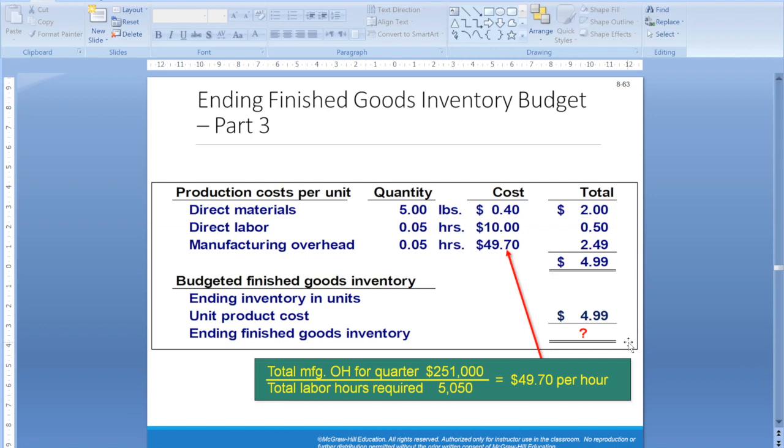To summarize again, 1 unit of product includes 3 things: direct material, direct labor, and manufacturing overhead. What is the cost of direct material? It is calculated to be $2. What is the cost of labor for the 1 unit? It is calculated to be $0.50. What is the cost of the manufacturing overhead? It is calculated to be 2.49. How to calculate these numbers? Go back to the second and the third column. Now, the cost per 1 unit then is equal to $4.99.